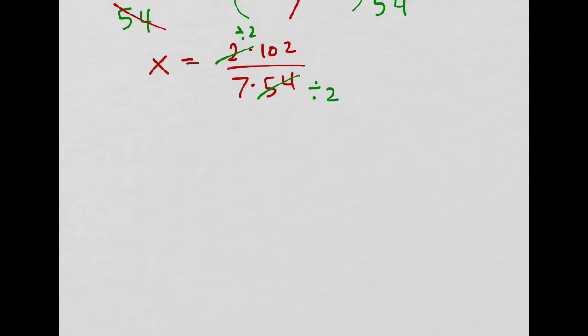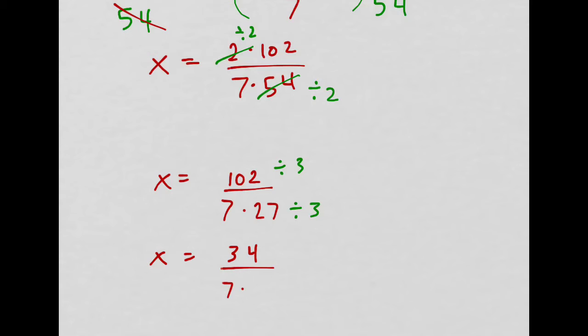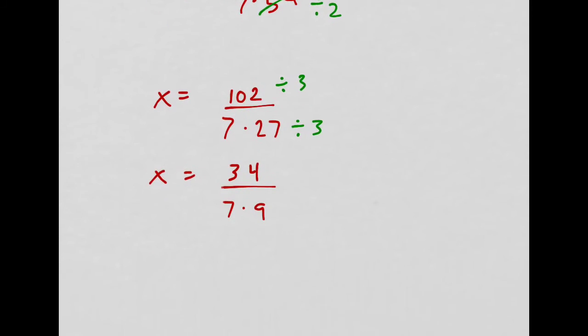So what does this change to? It changes to x equals just 1 times 102, so that's just 102. And then on the bottom, 54 divided by 2 is what? 27, so 7 times 27. I want to see if I can reduce beforehand, before I actually multiply these out, because that's going to be a big number. But 27 is divisible by 3, and 102 is also divisible by 3. So I'm going to divide by 3. And I get 34 on the top, and then I get 7 times 9 in the bottom.